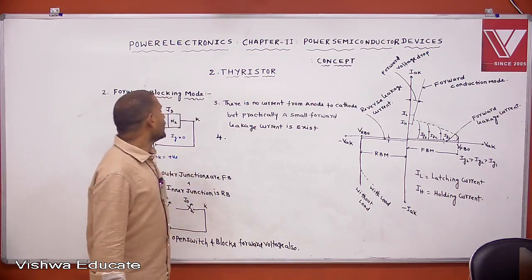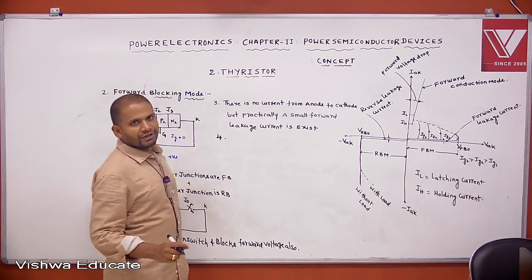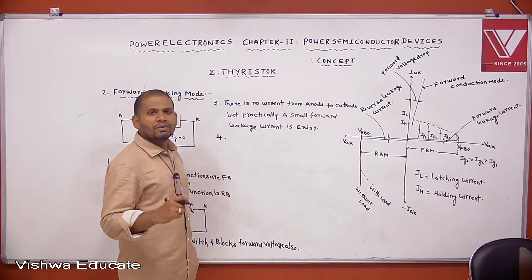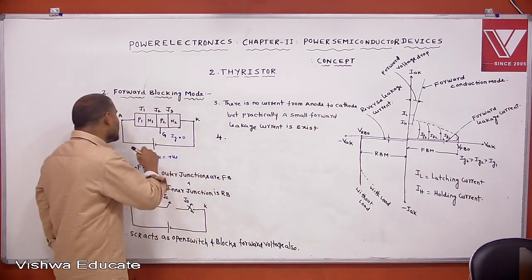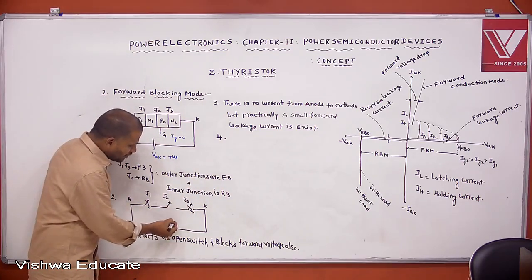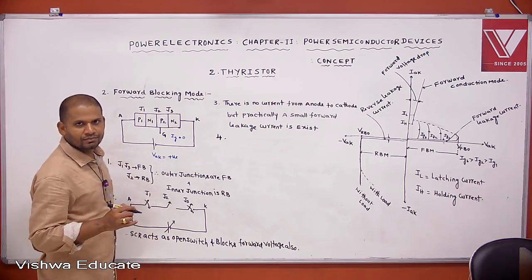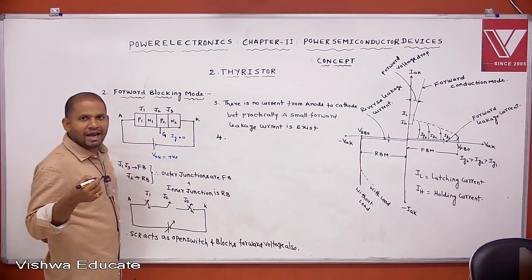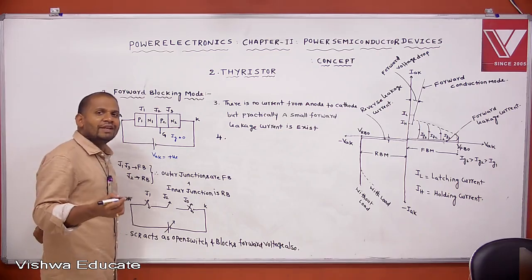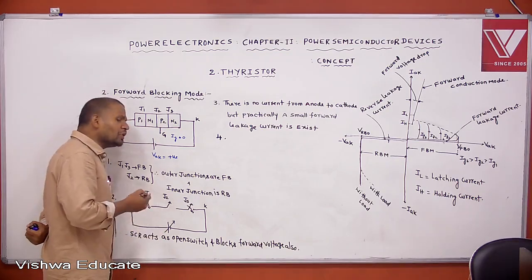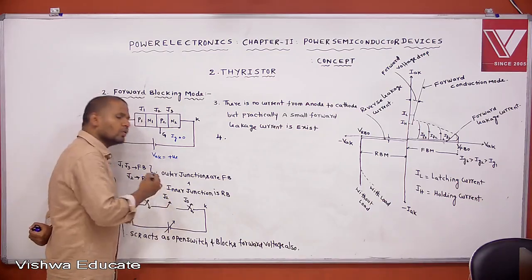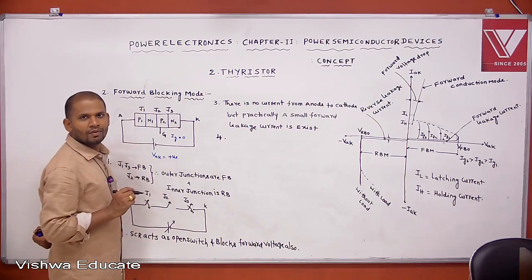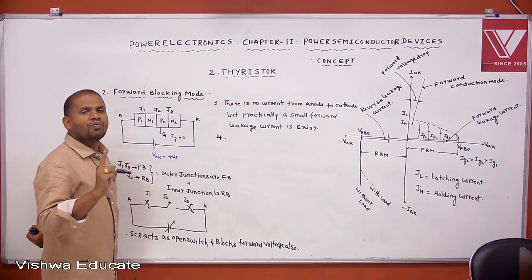Okay. Now see the fourth observation. In order to make the SCR turn on, if you continuously increase the forward voltage, we know that every junction has its own withstanding capability. Then if you continuously increase the forward voltage, at a particular voltage J2 breaks down, and the SCR comes into forward conduction mode. This type of triggering is called forward voltage triggering.